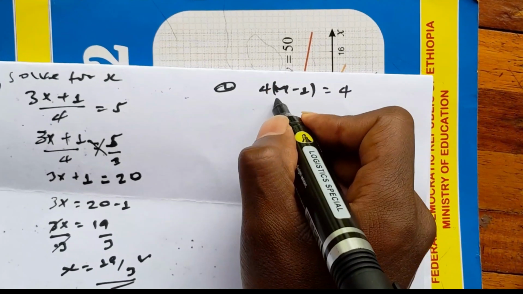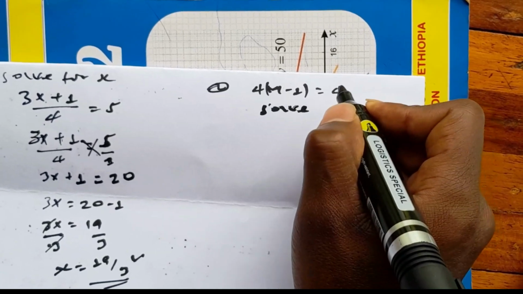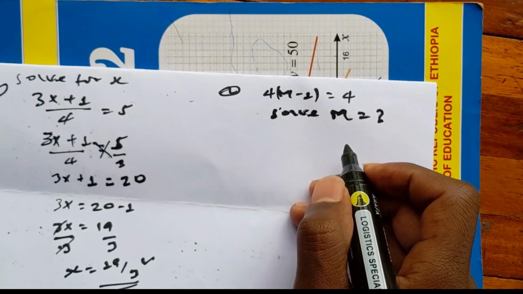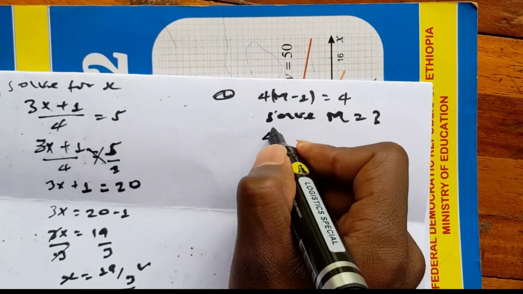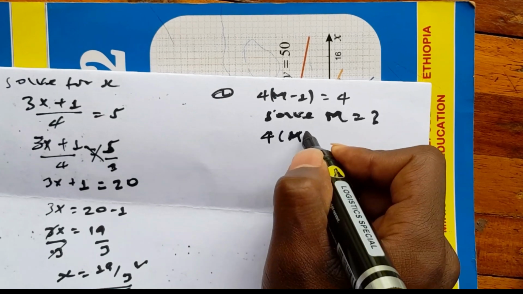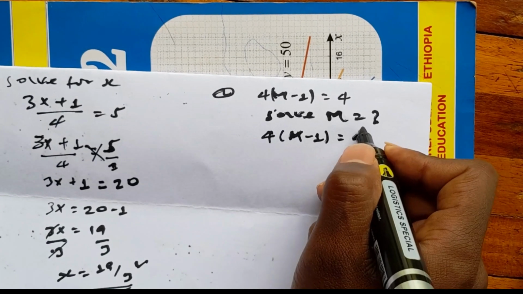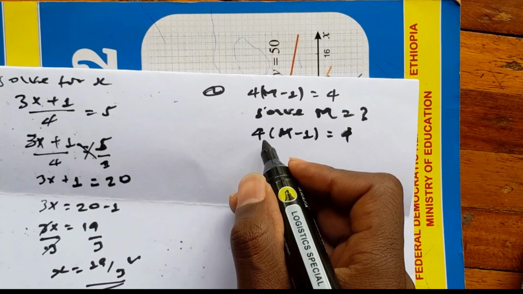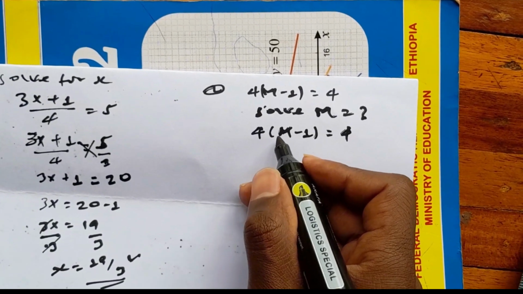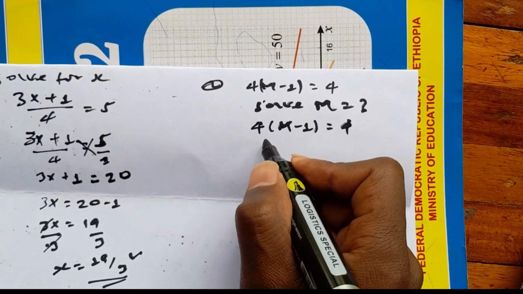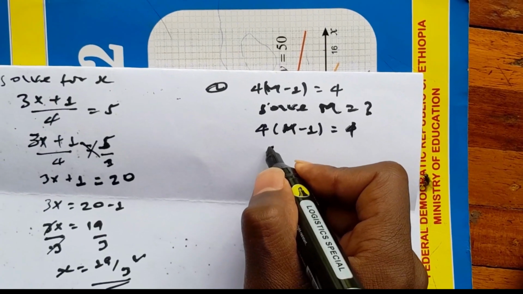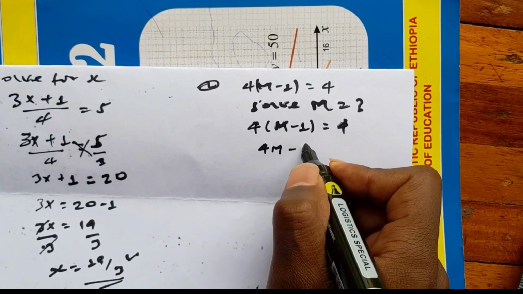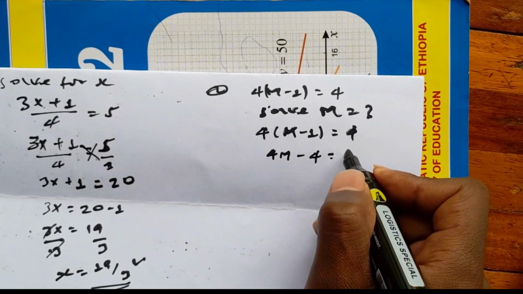The second is solve the value of m. Solve m. The second question is this one. Our question is 4 times (m minus 1) is equal to 4. m minus 1 in the bracket. We distribute 4 into this bracket. 4 times m means 4m. 4 times minus 1 means minus 4. Is equal to 4.